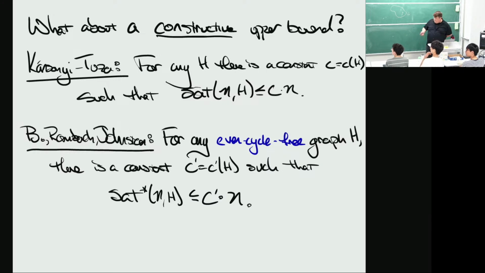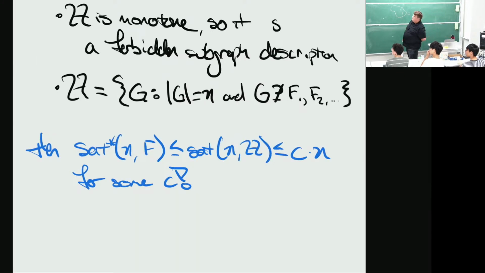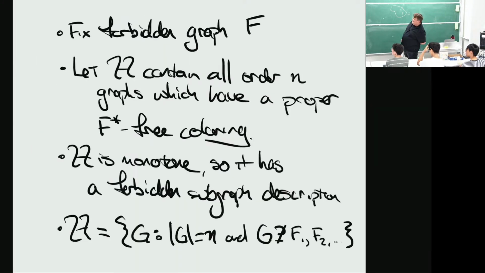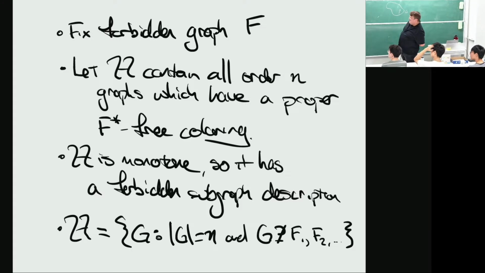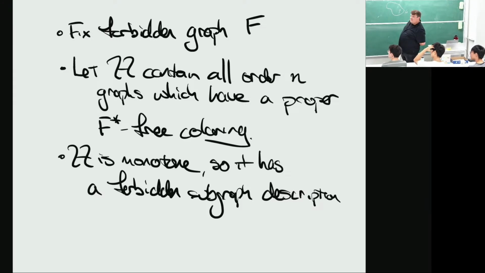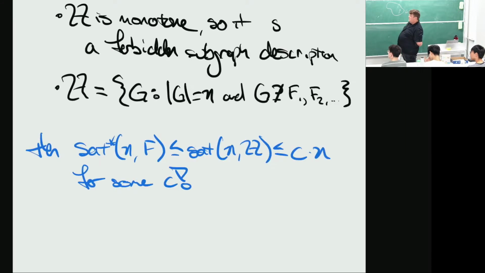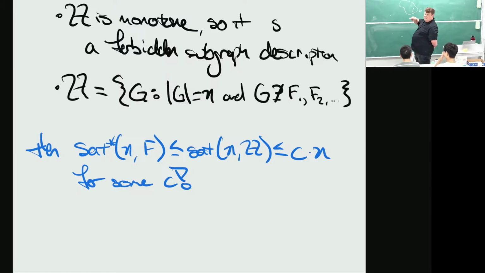Okay. Show the statement again. The previous. Oh, I don't think I actually stated anything. Yeah. So the statement is that the rainbow saturation number is at most some constant times n. Is always linear. And again, it comes from the regular saturation numbers being linear and doing this trick to get the rainbow saturation ones from the regular saturated ones.